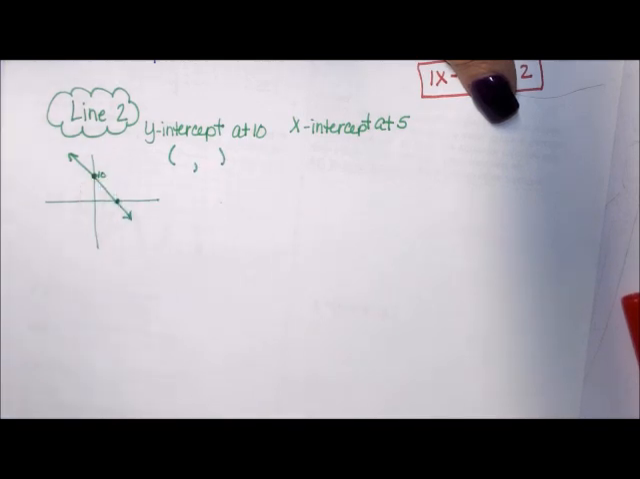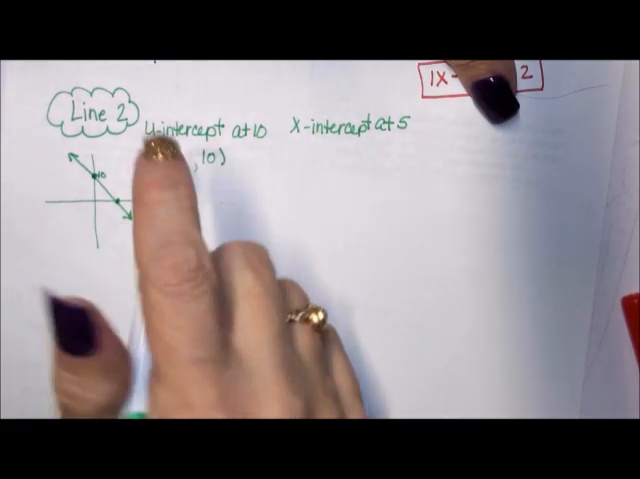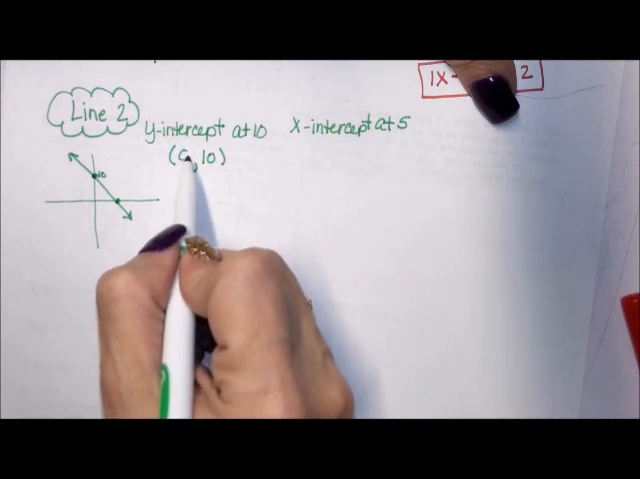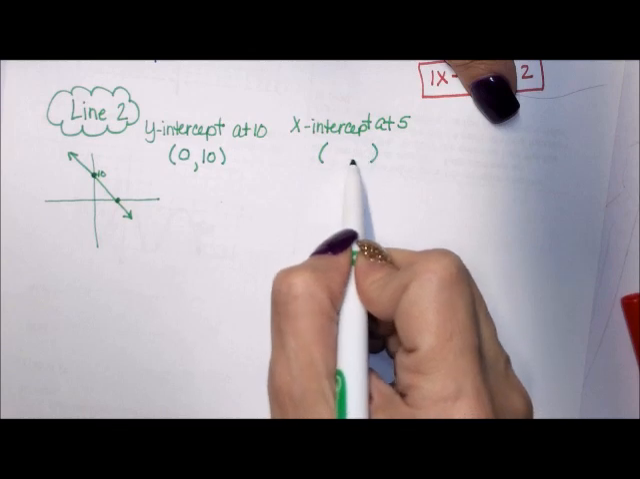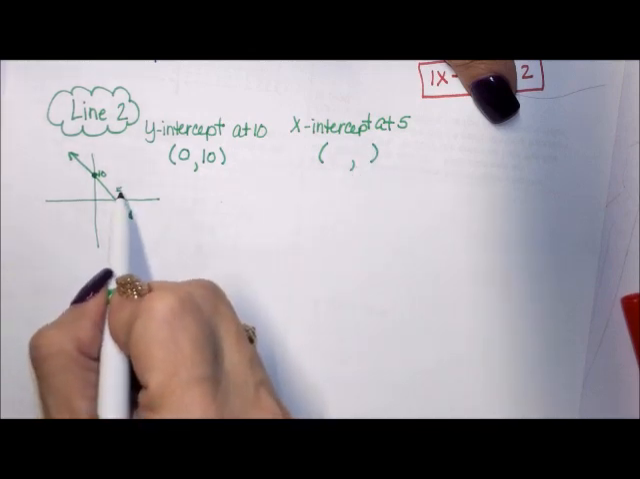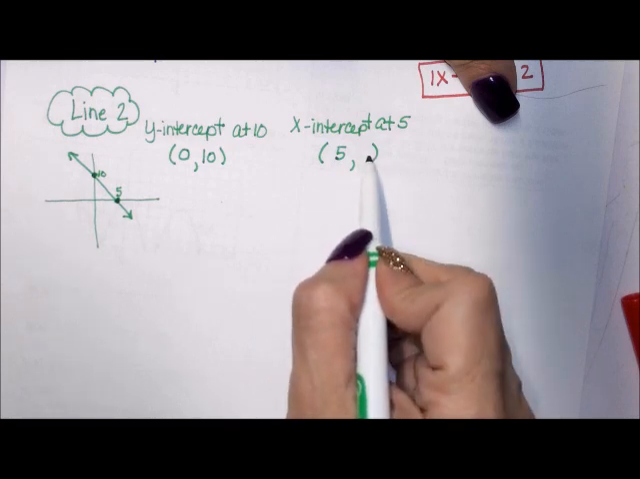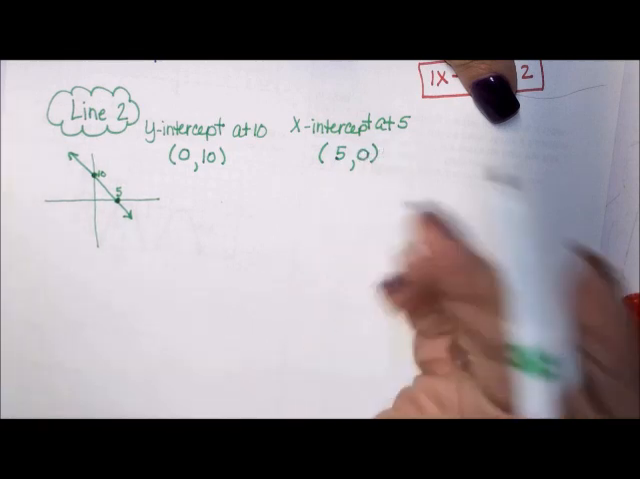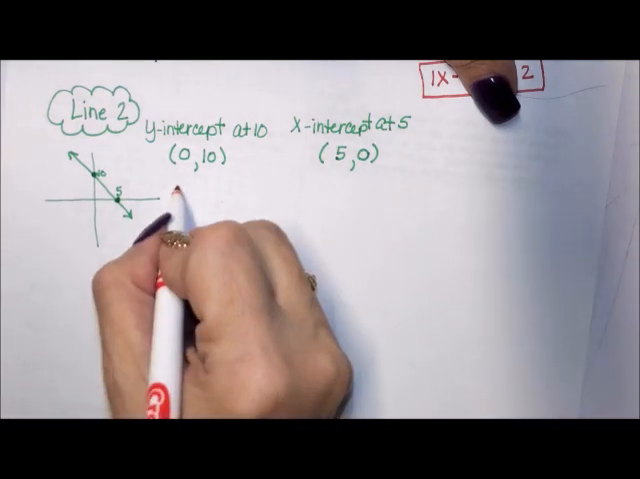What is that ordered pair right there? The y value is 10. What's the x value? Hopefully you said 0. Okay, so the x-intercept, this point right here, is at 5. What's the y value? It's 0. There's my 2 points. It's going to work the same as the one up above.